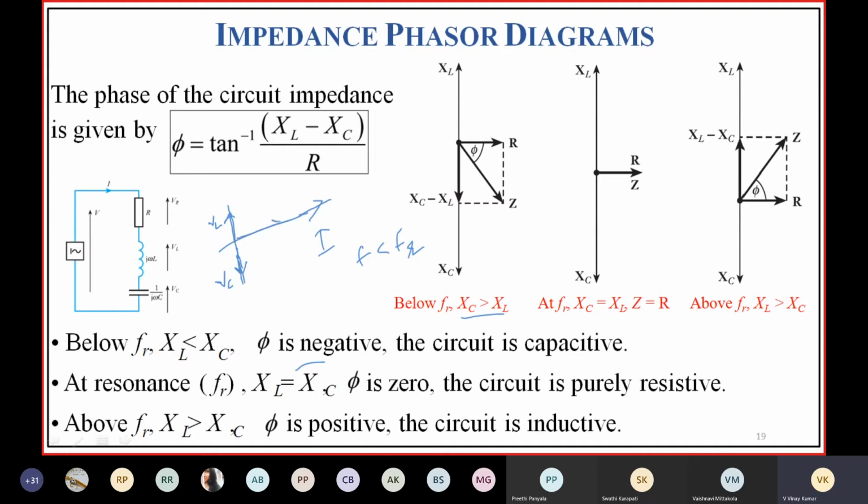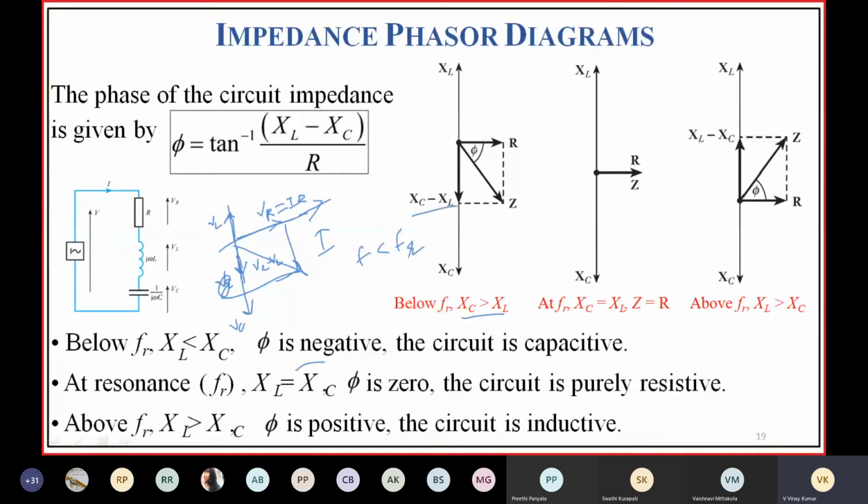Where is the sum of these two? VR. Let this be VC. Then this will be VC minus VL. The sum of these gives the total voltage. So from this, VR is equal to IR, and VL minus VC is equal to I into (XL minus XC).